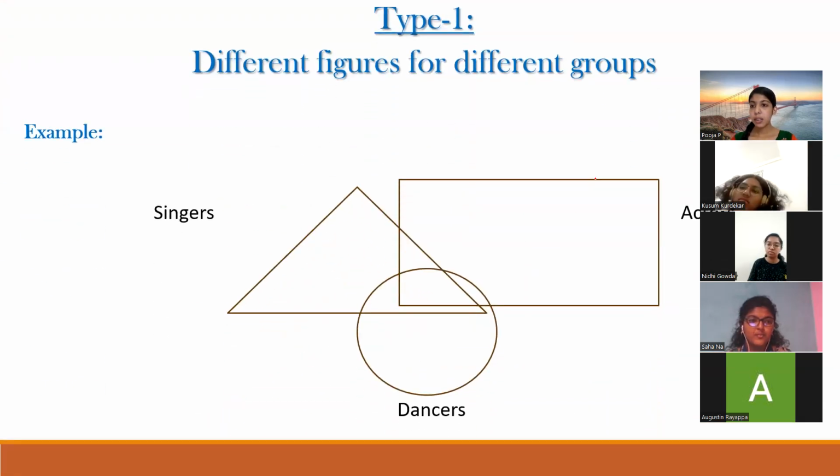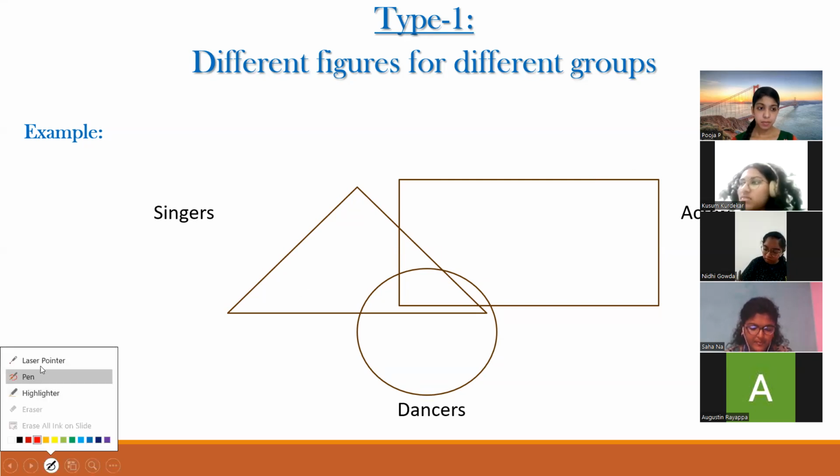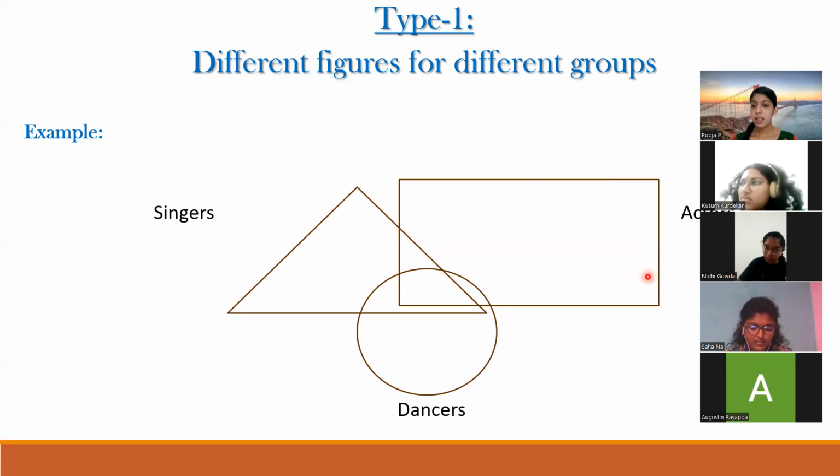So coming to type 1, what is type 1? It is different figures for different groups. As I gave you the example, circle and triangle. So here I've put another option as well, that is rectangle. This rectangle represents the group of actors. This triangle represents the group of singers, and the circle represents the group of dancers.